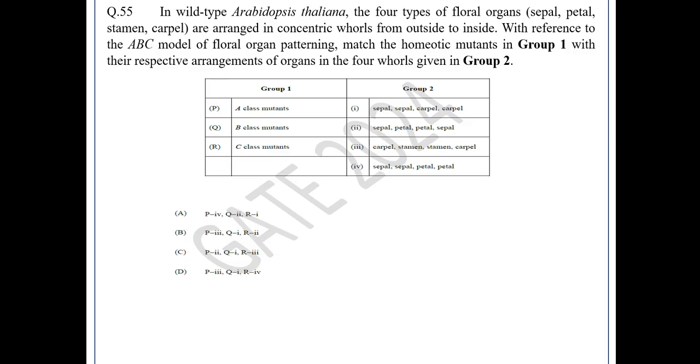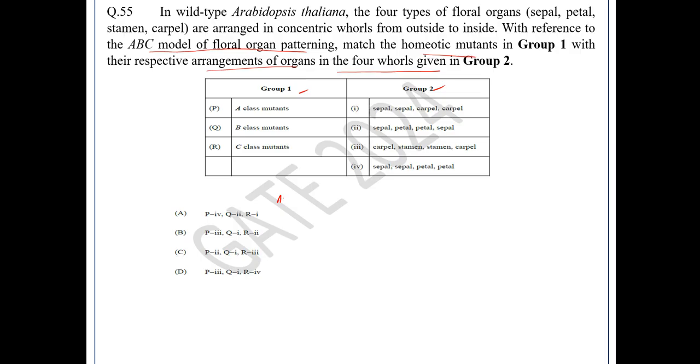It states, in wild type Arabidopsis thaliana, the four types of floral organs, sepal, petal, stamen, carpels, are arranged in concentric whorls from outside to inside. With reference to the ABC model of floral organ patterning, match the homeotic mutants in group 1 with the respective arrangements of organs of these whorls given in group 2. So group 1 represents the homeotic gene class, and group 2 represents their mutation result. So we need to match it correctly.